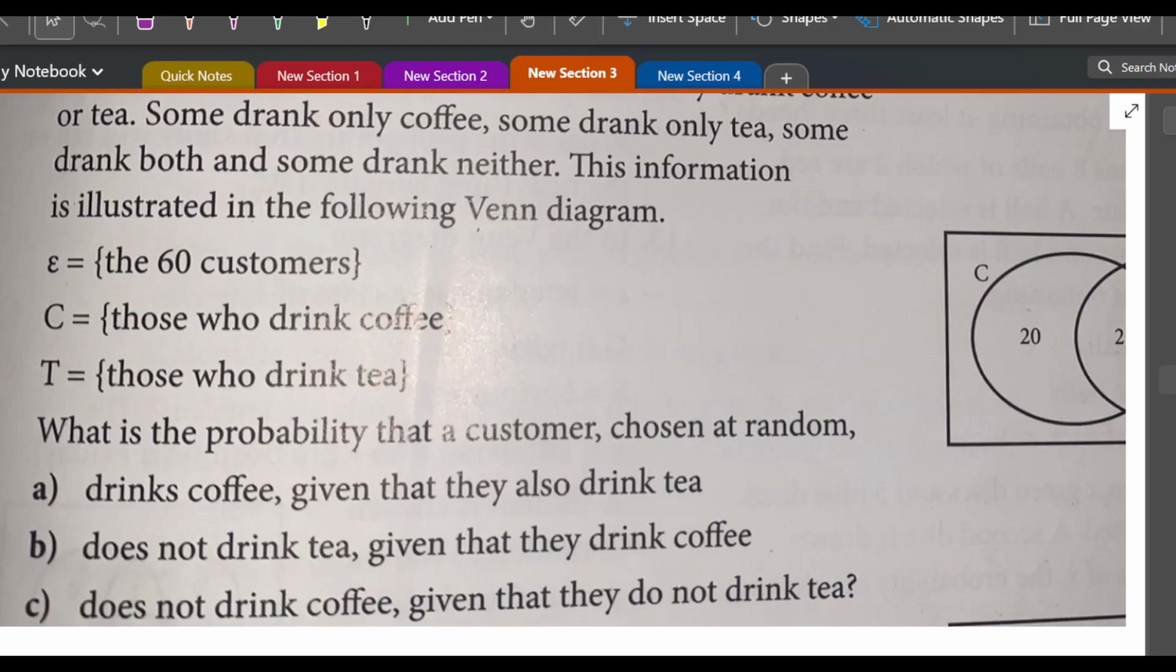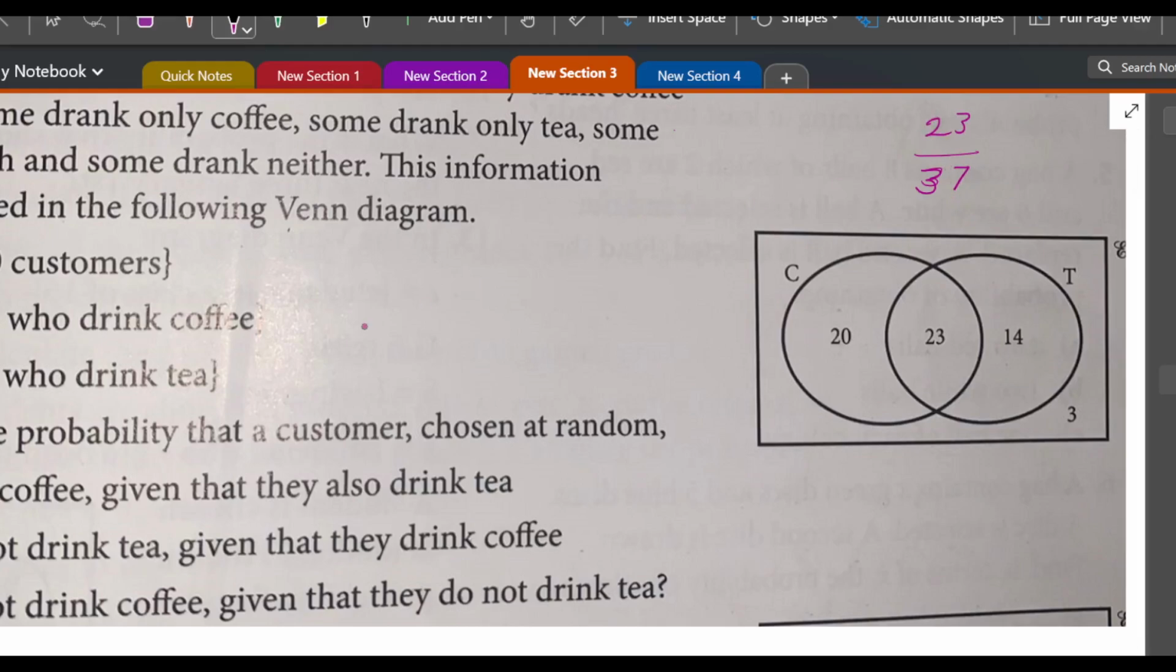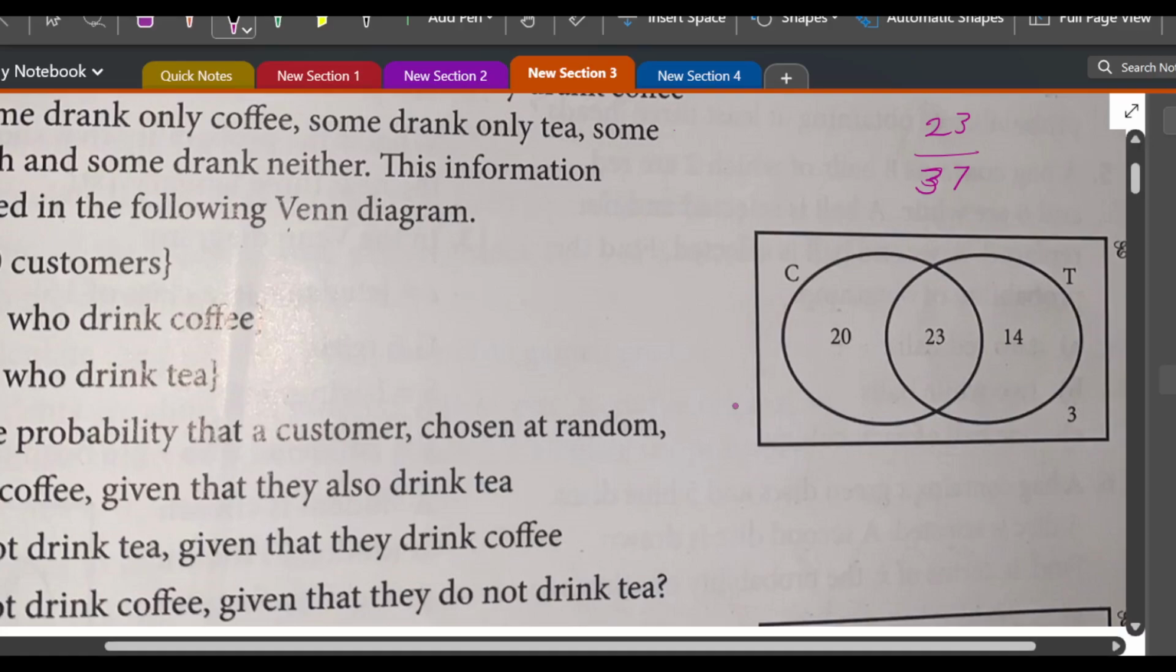So at that time it should come to your mind that 23 plus 14, which is 37, so 37 people are there who drink tea, and from 37 I have to choose the person who drinks coffee. So they are 23 in number. So 23 divided by 37 should be your answer. And this is called conditional probability, because you have been given one condition.